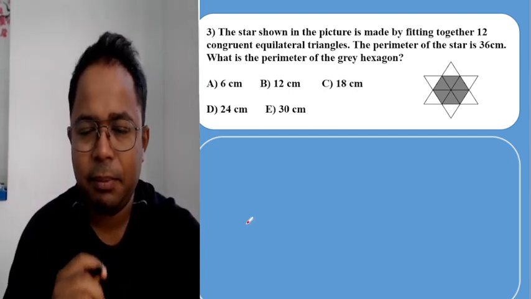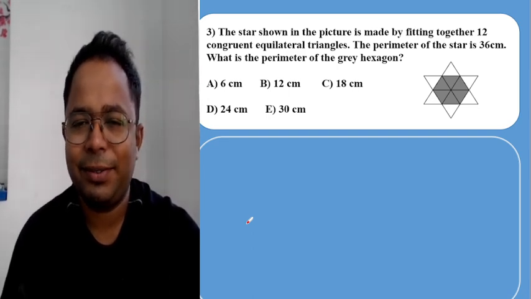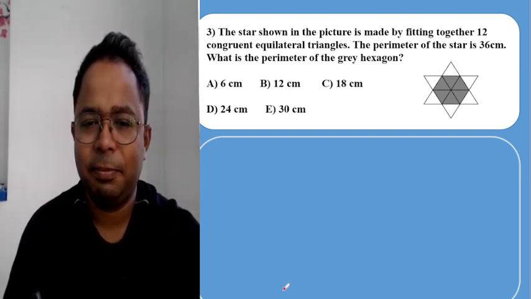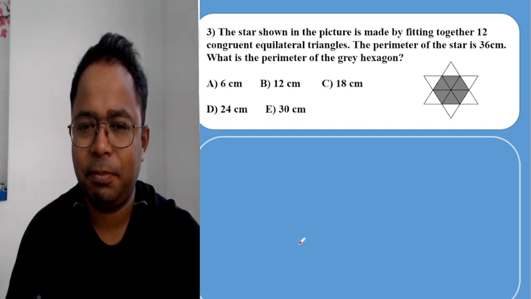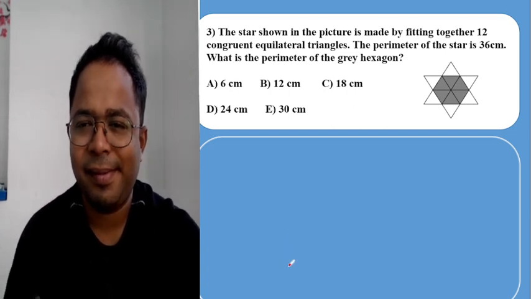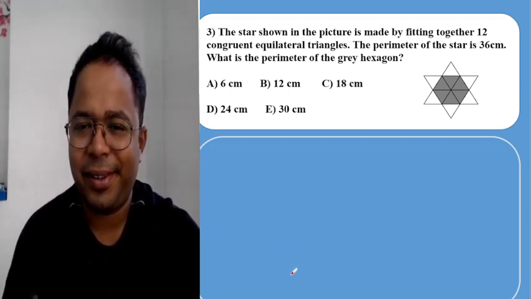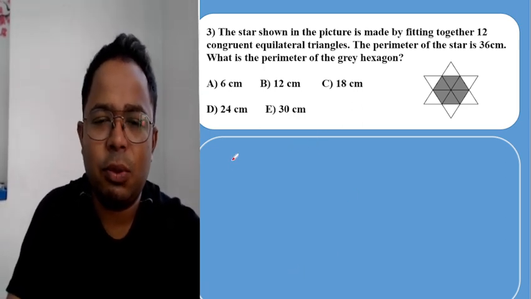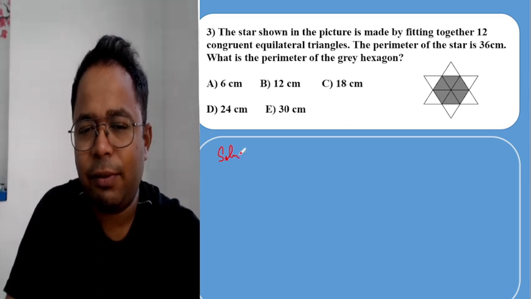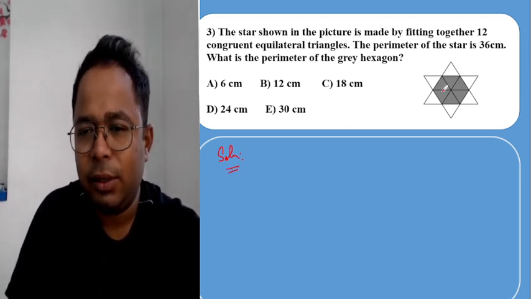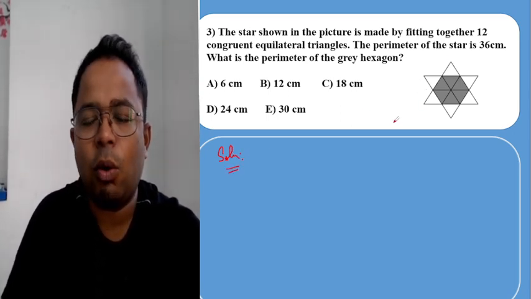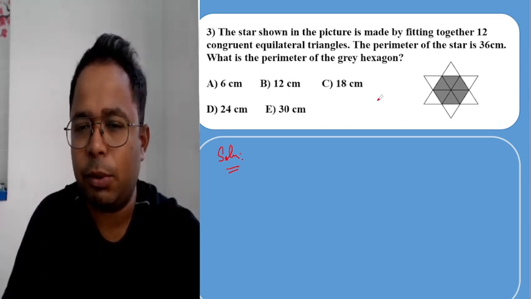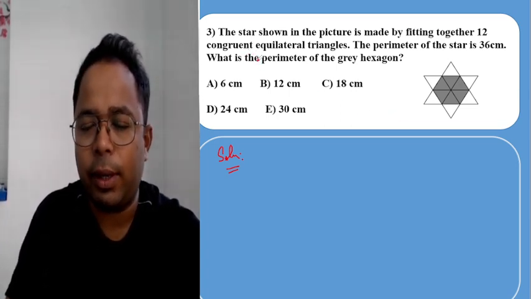Take your time and try to solve it. All right, so let's discuss. Students, as you can find here, the triangles all have the same measurement, right? That is, they are congruent.